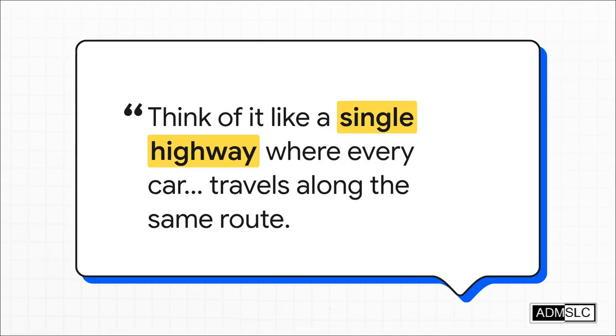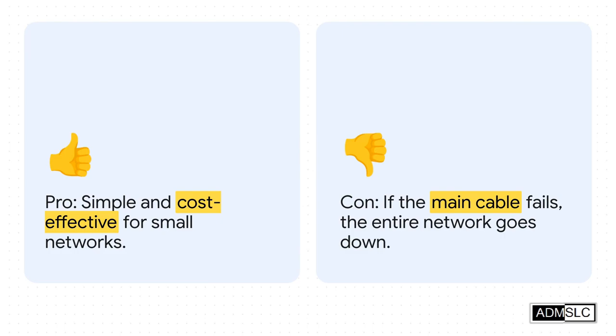So picture this. All of your data is like traffic on a single highway. If your computer wants to send something to your printer, it just puts it out onto that main road, and it travels down the line until it finds its exit. And right away, you see the trade-off.